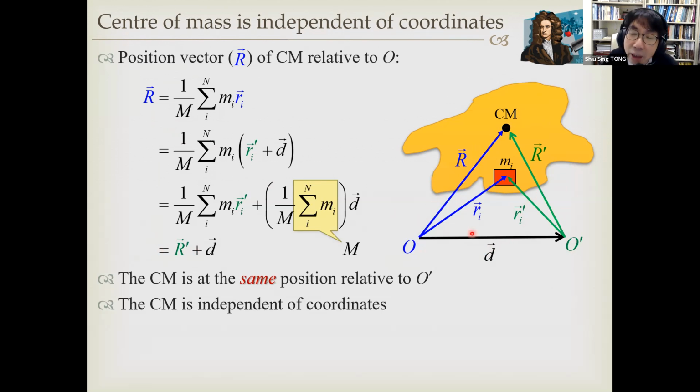And so the center of mass position is independent of the coordinate you choose. Whatever coordinate you choose, although you get a different expression for the vector R, the center of mass position vector R, it always refers to the same position in the object. Okay, so that is an important thing to know.